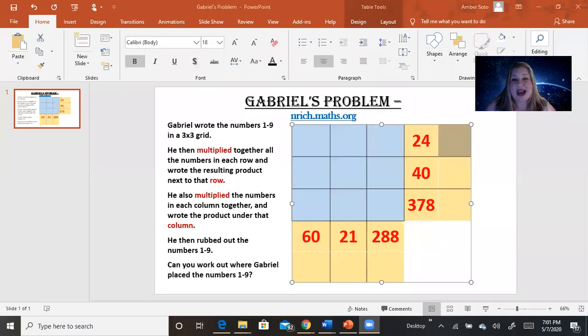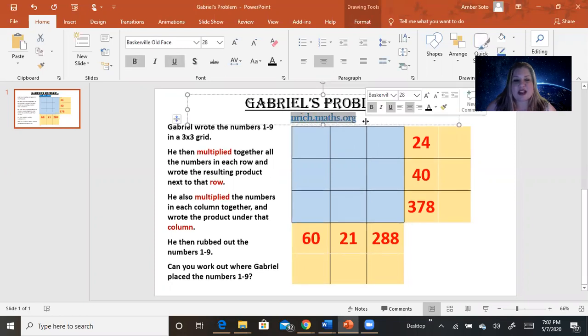I'm Amber Soto, and today we're going to go over the solution for Gabriel's problem, which is a problem that we shared yesterday from the Enrich website. Normally at this point, I'd go back to their website to show you where we got the problem, but I created this little graphic organizer for myself so I could show you how to solve it. I wanted to make sure to emphasize that it came from Enrich with no E, so nrich.maths.org. Don't forget that S on the end of math, maths.org.